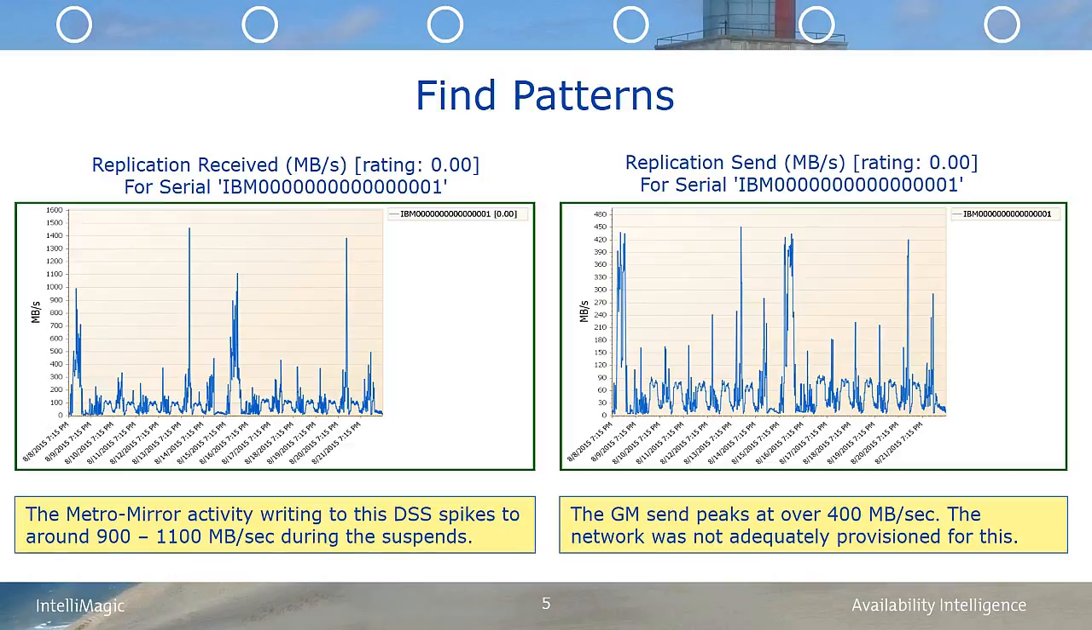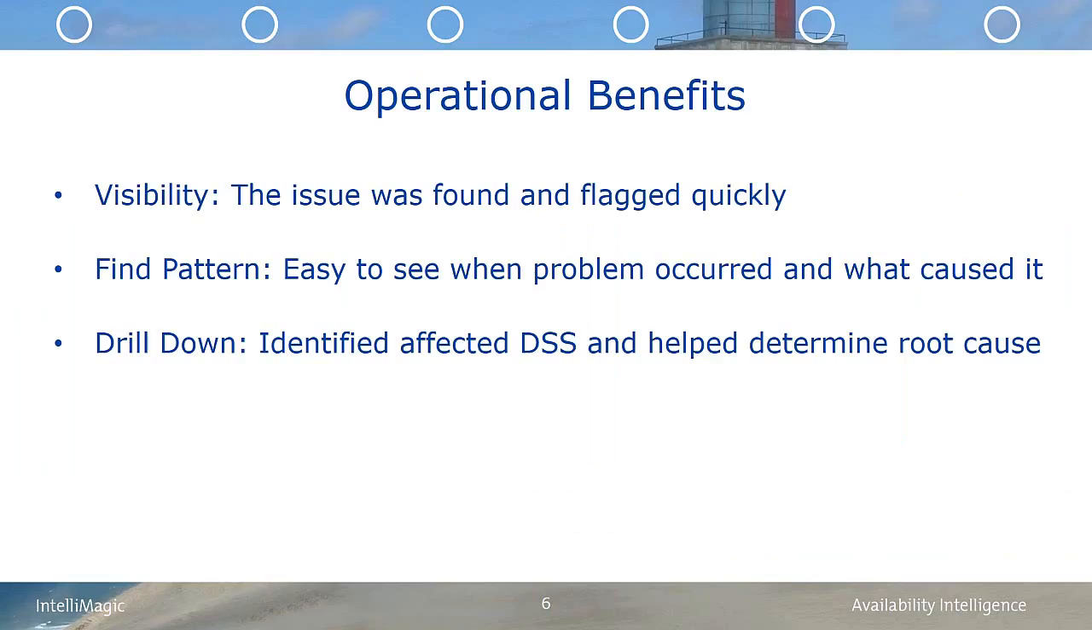You're putting a lot more data into this box than you're able to send out of the box. The issue was found and flagged quickly. The problem was lack of bandwidth. You didn't have as much bandwidth to send data out of the box as you had capability to send data to the box. So you had an imbalance here.